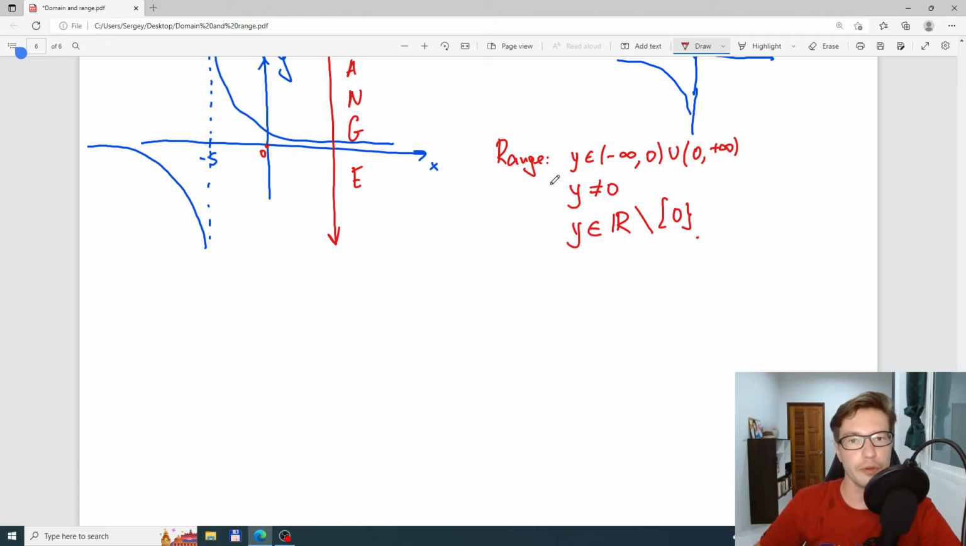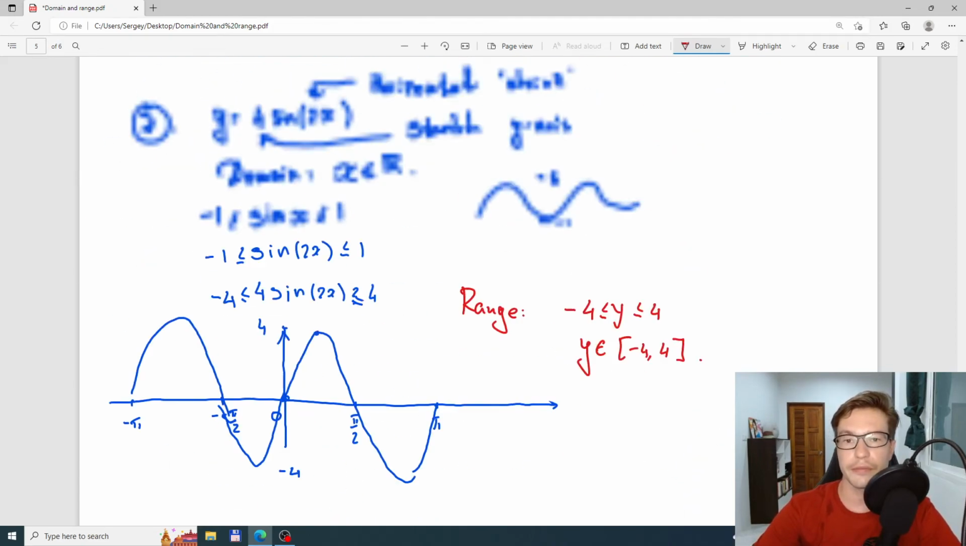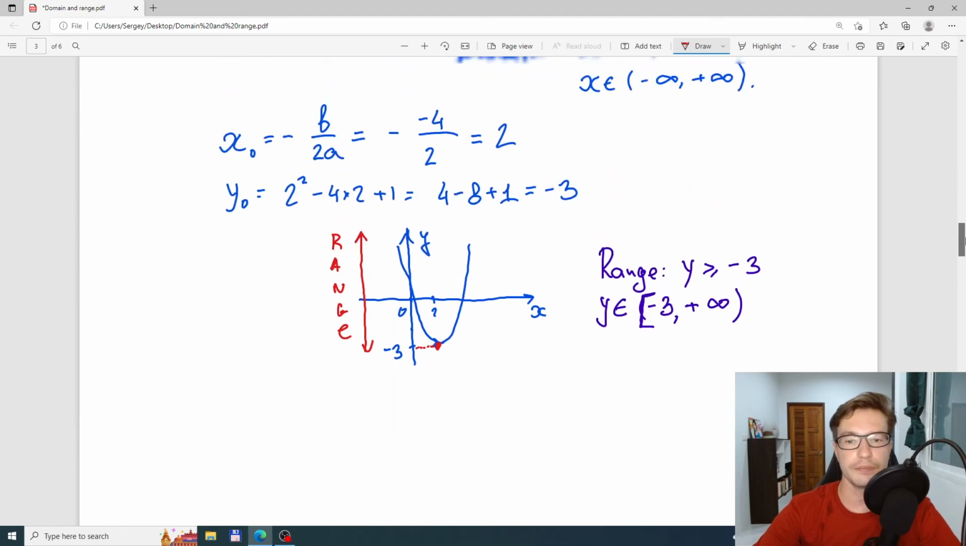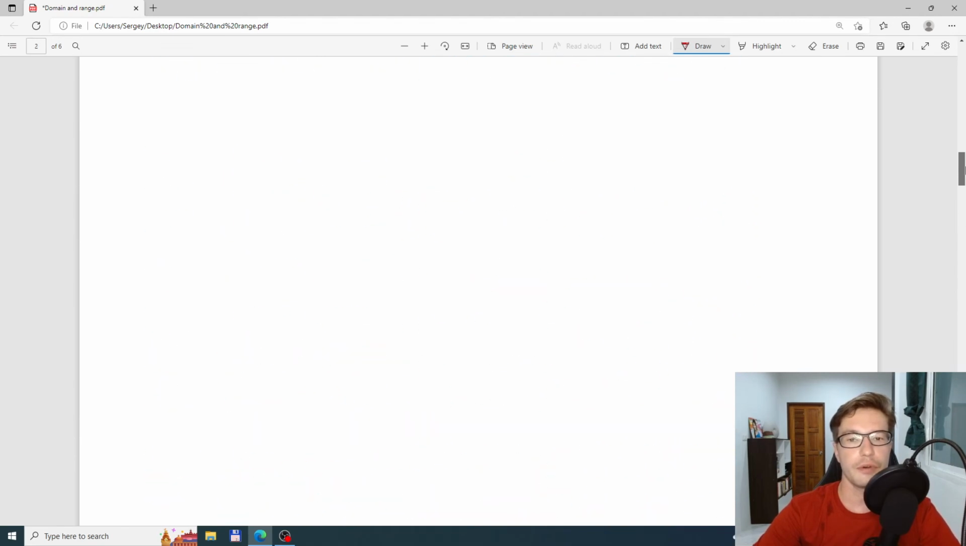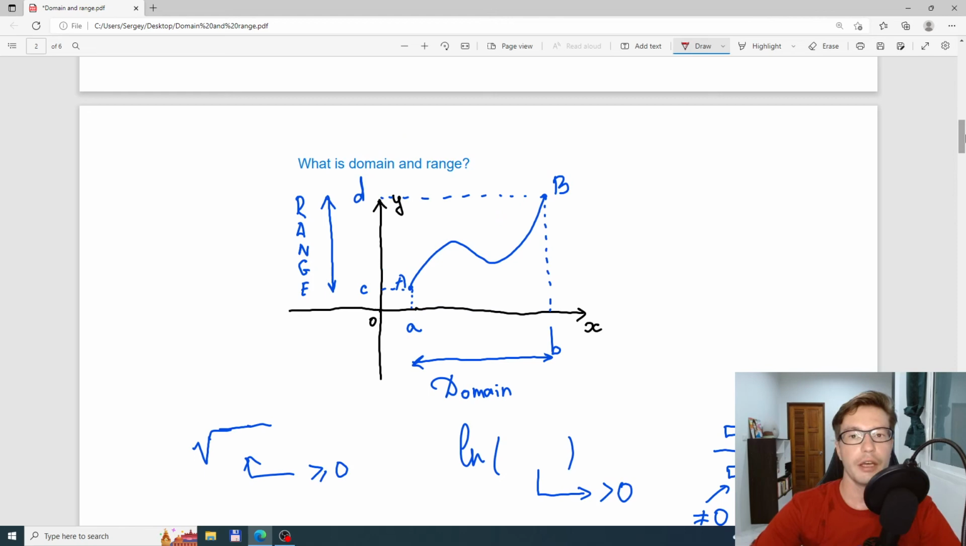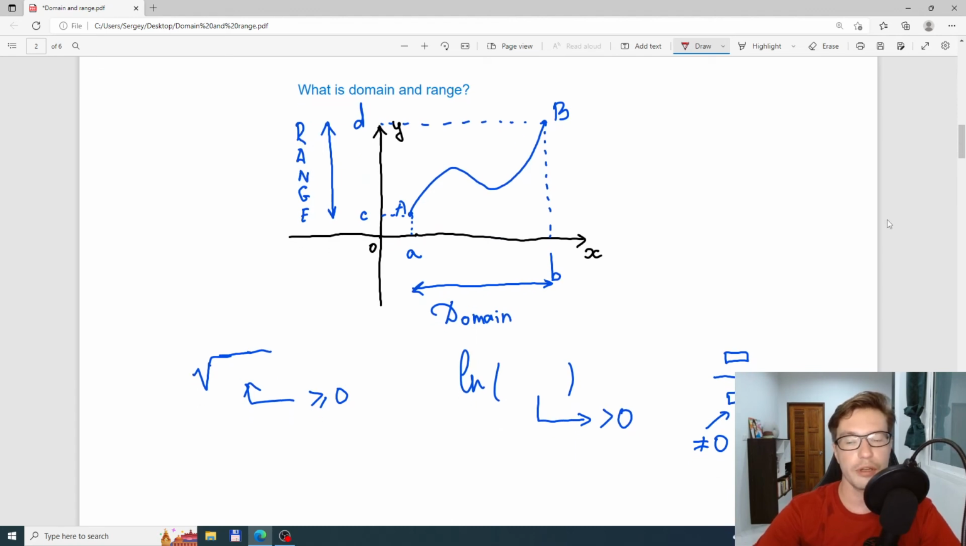I hope it was useful, and just a reminder how to find a domain and the range. So for the domain, look at the possible input values of the function. What can possibly limit your domain is the square root, log, or dividing by 0. And for the output values, that's going to be the range, you just have to sketch the graph of the function. It takes some practice and it takes some time, but it's really worth it if you're studying calculus or just math in general.